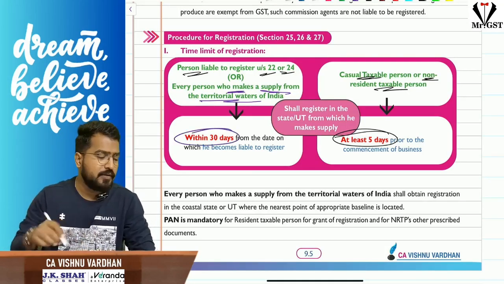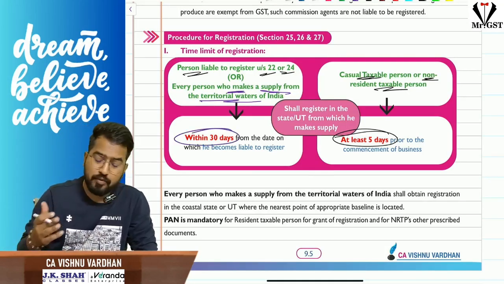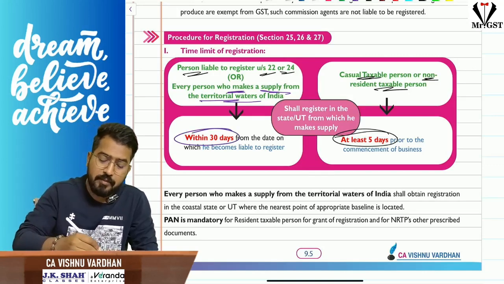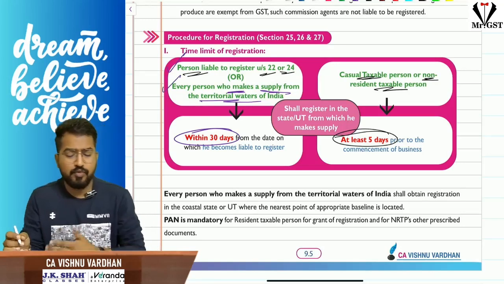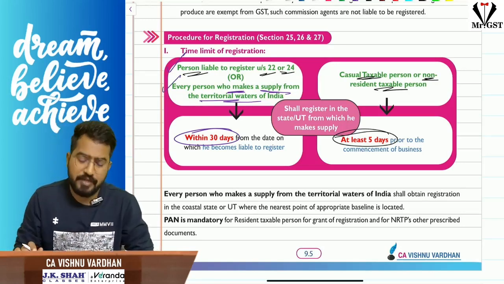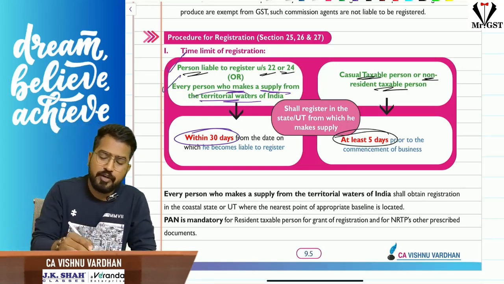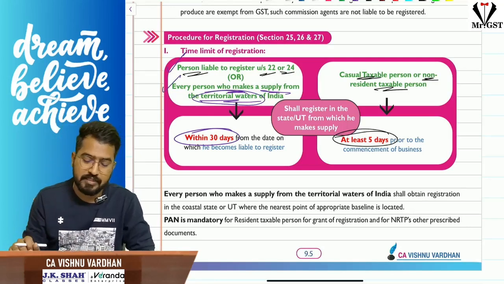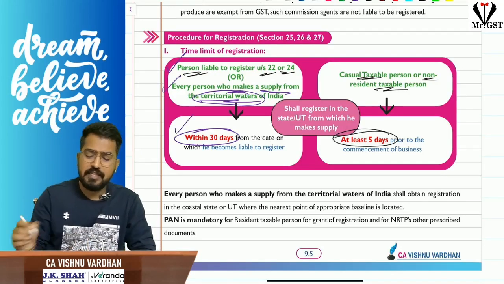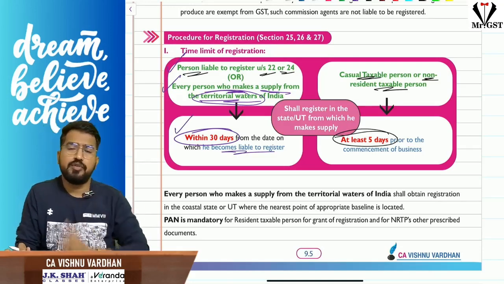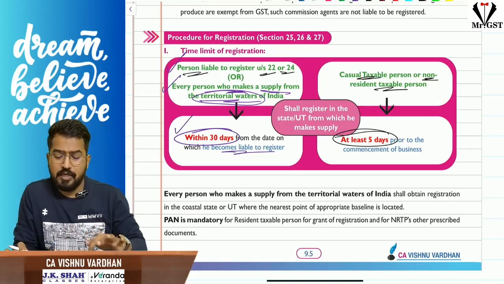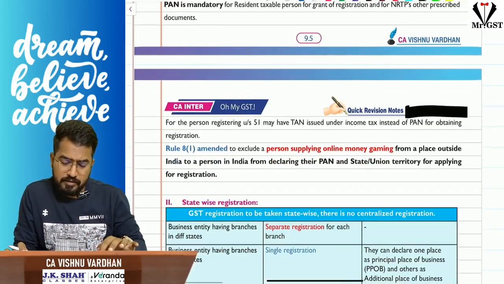Then within 30 days, sorry, not voluntary registration, I'm extremely sorry, I am a person liable for registration under section 22 or 24, or every person who makes a supply from the territorial waters of India. Sir, from the territorial waters, if you are making supplies, yes, you have to take registration. So in that case, within 30 days of date of becoming liable, you should apply for registration.